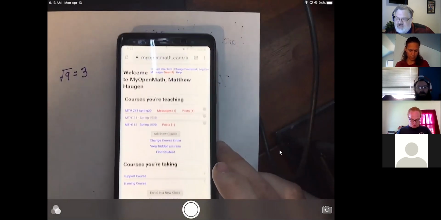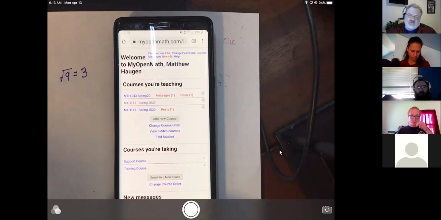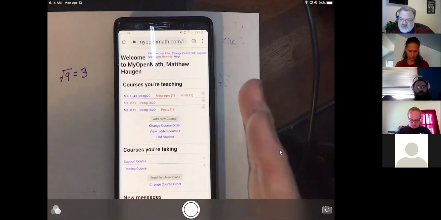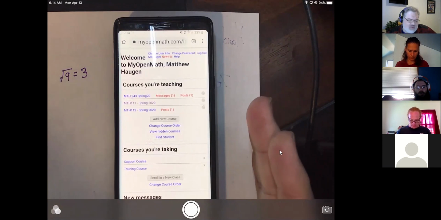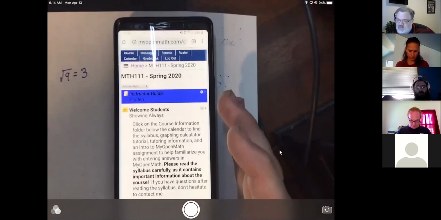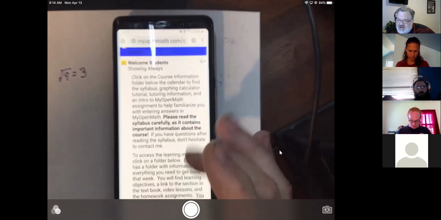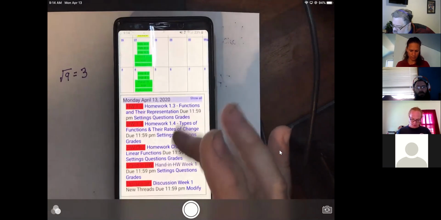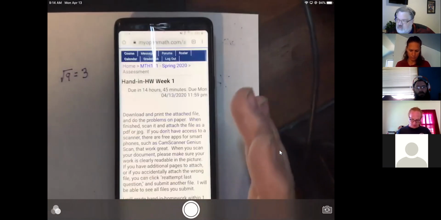My Open Math just on the phone. Most of the scanning software will allow you to email it to yourself if you find that easier. But you can get to My Open Math and do all the My Open Math things and the Zoom things, by the way, on your phone. Go to the class. I'm going to go down to the hand-in homework.